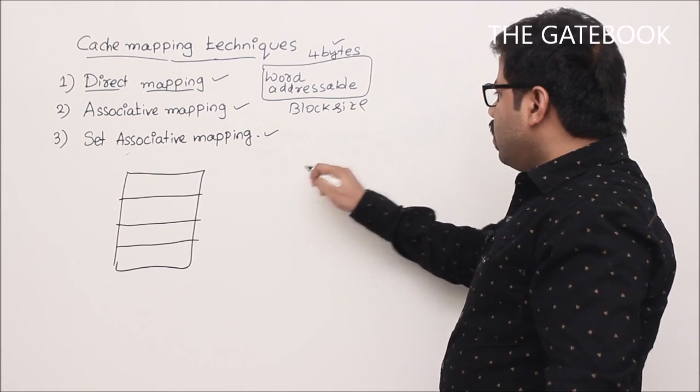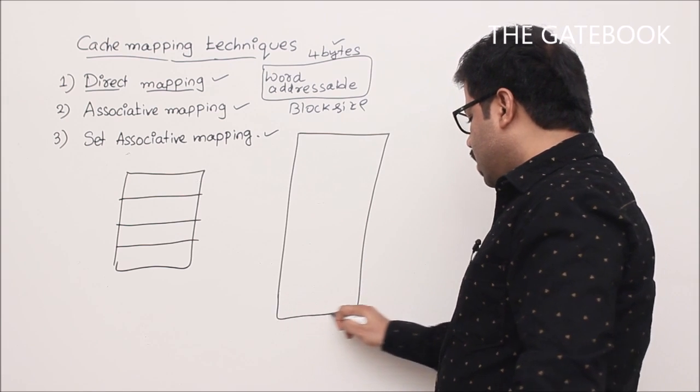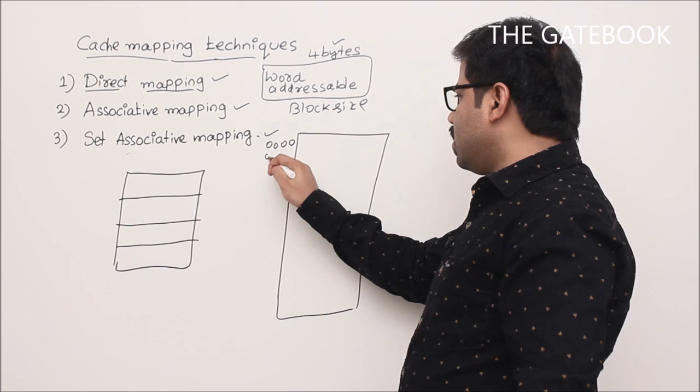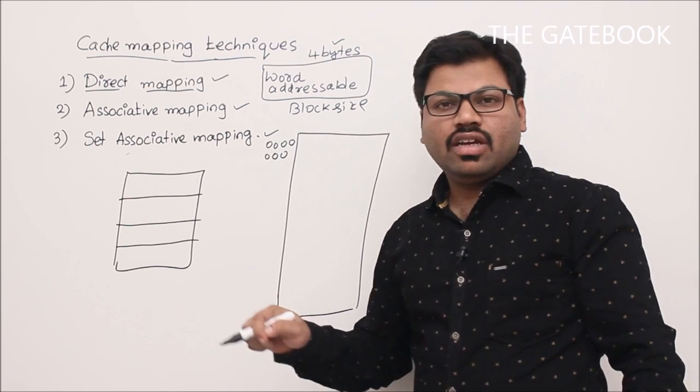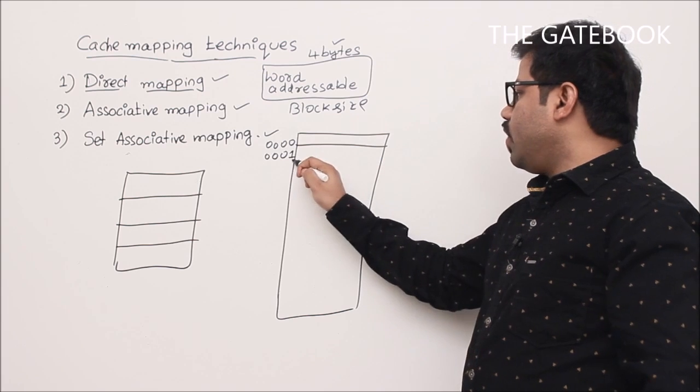Now let me imagine some main memory locations, exactly 16. Okay, let us take 16 locations. These are the memory addresses. For simplicity I am taking main memory of size 16 words. Every word gets a number, right?